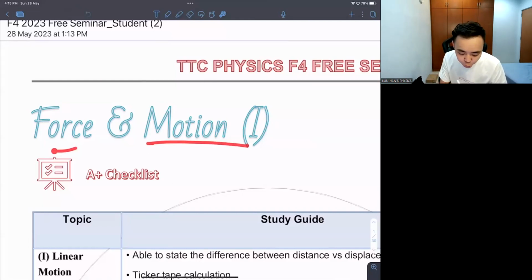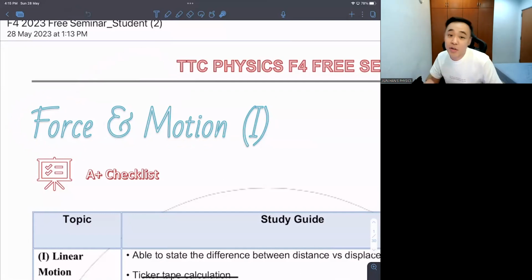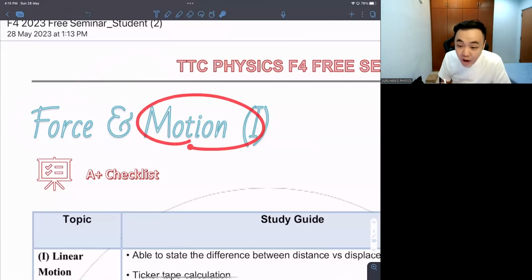If not, say we do force first. After you apply force, the object moves. Then the question asks you, hey, it's moving, calculate the velocity for me. Then you're stuck, because you say, I don't know how to calculate velocity. I don't know how to calculate accelerations. So this is why we always learn the front part first.